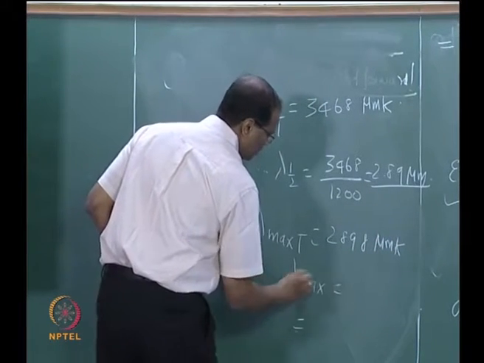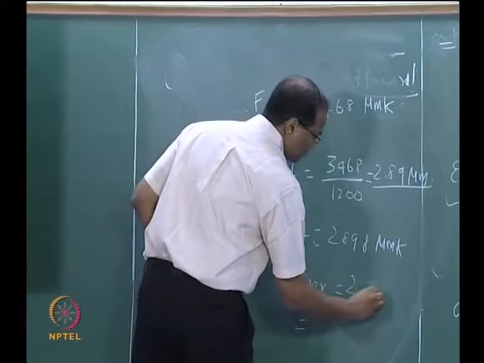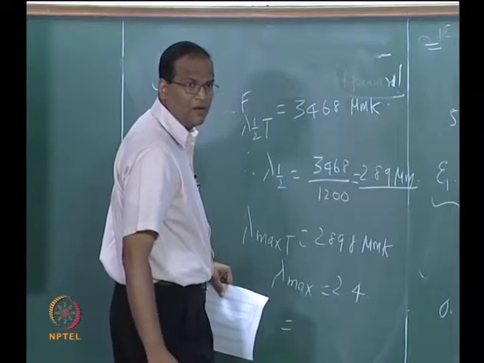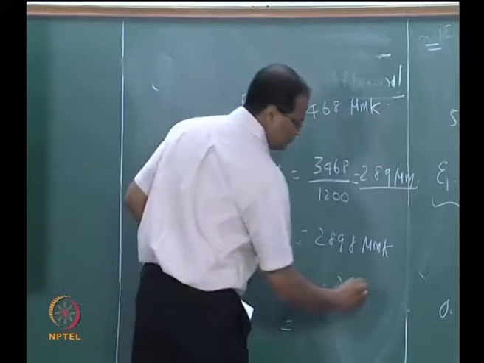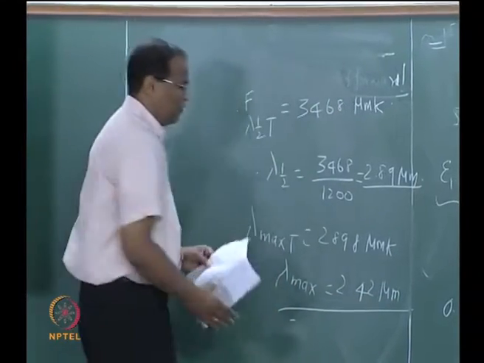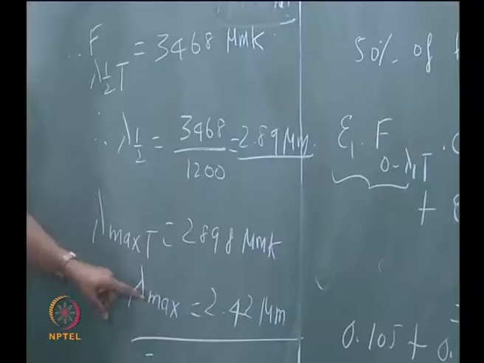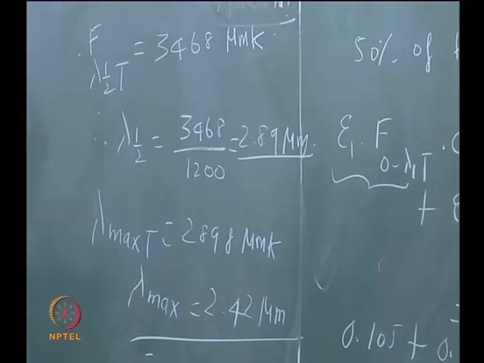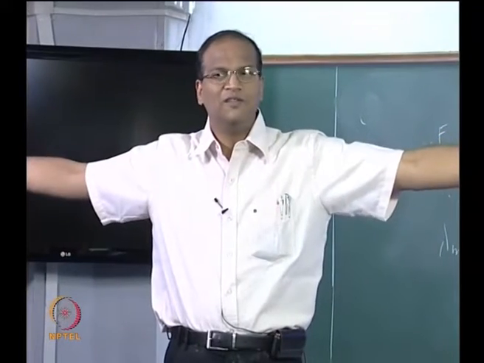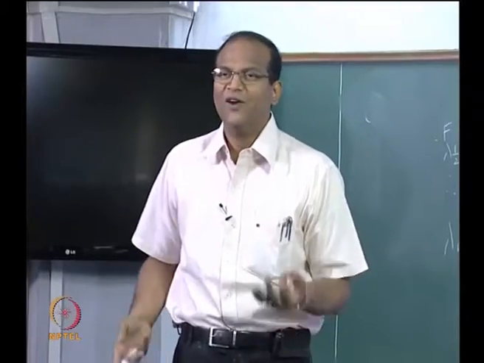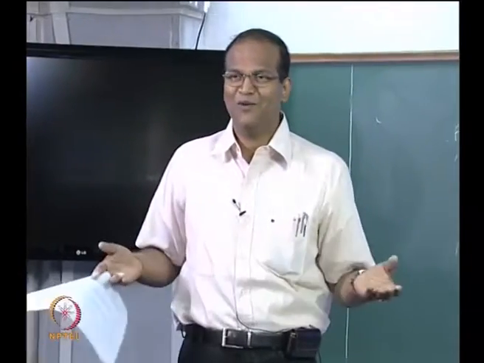Lambda max is 2.8, 4? I wanted you to write that this lambda half and lambda max are close to each other. Some people have written 2.89 is greater than 2.4, therefore lambda half is greater than lambda max, but in the whole spectrum of 0 to infinity, one was 2.89, one was 2.41. I don't know why you are not able to see the similarity, but you want to see only the difference.